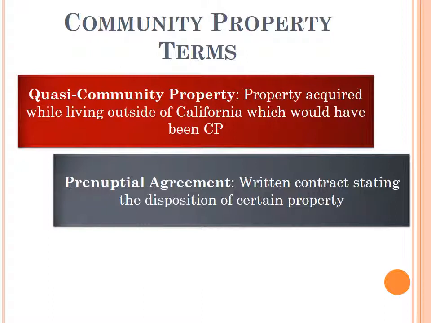Prenuptial agreements are written contracts which state the disposition of certain property. They're often used when there is significant separate property on both sides, and so the parties would enter into a written contract stating what was going to happen to each particular piece of property which was separate property of them both. For example, there could be a prenuptial agreement which says that a partner who comes in with $200 million is going to keep that as their own separate property and not contribute it to the community.